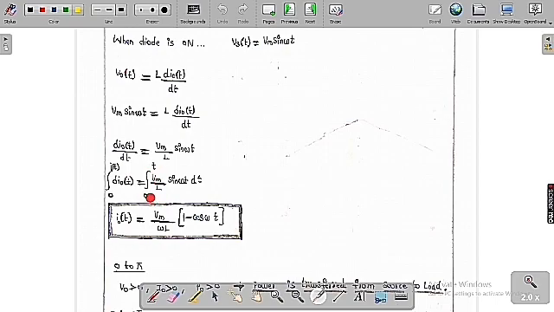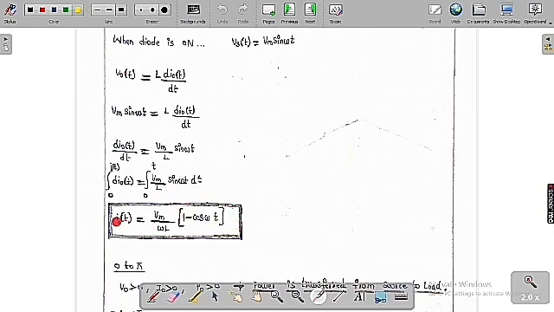So I am assuming that at time t equal to 0, the current in the inductor is 0. So by this integration from 0 to i0 of t and from 0 to t, if we do the integration, finally we are going to get i0 of t is equal to Vm by omega L into (1 minus cos omega t).